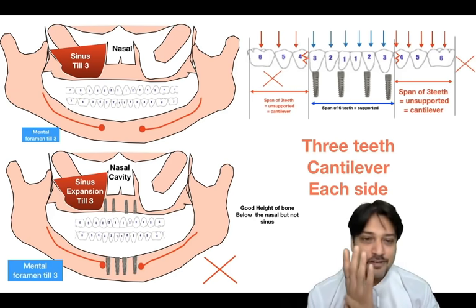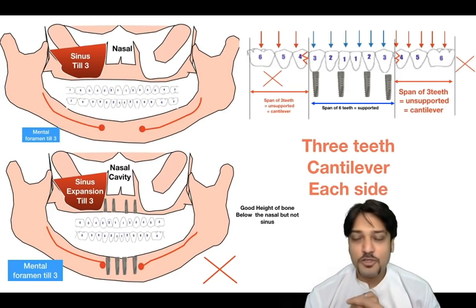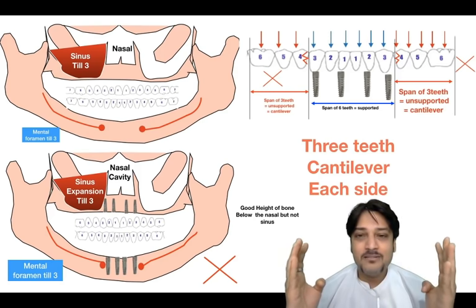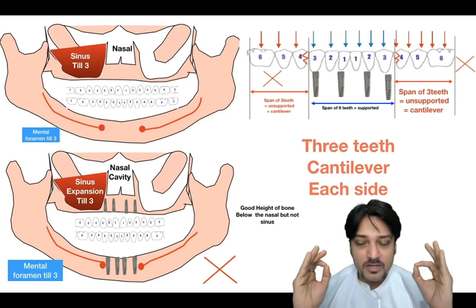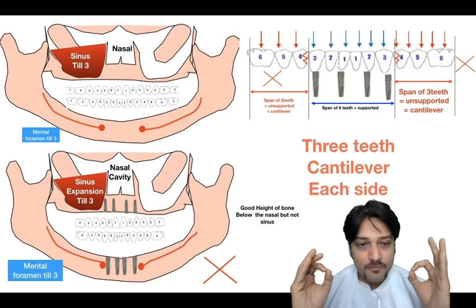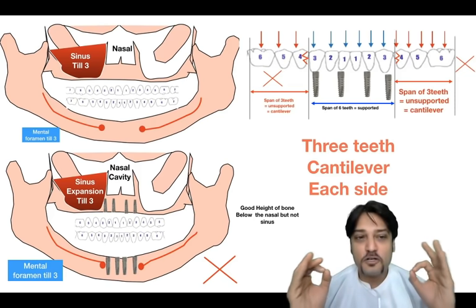We just place straight 4 implants the way I've showed you in the previous slides, and give a 3 teeth cantilever. Definitely this is going to be creating a huge problem to a patient. So this is not at all advisable.